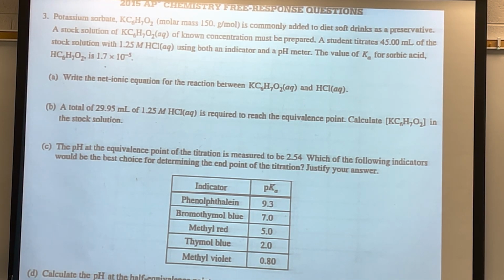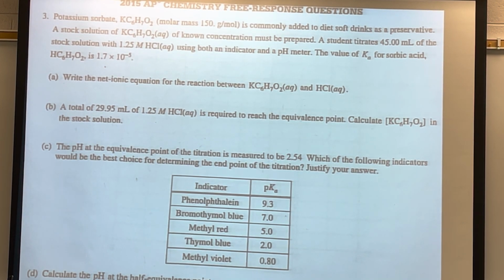So, potassium sorbate is commonly added to diet soft drinks, so that means I've drank a bunch of potassium sorbate as preservative. I'm hoping that if I eat enough preservatives that it'll slow the aging process. That's kind of my goal, I figure. But nutritionally, it's probably not the best way to go about things.